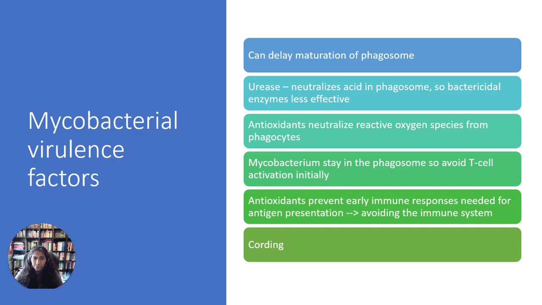Mycobacteria also try to evade the immune response by staying in the phagosome so as to avoid T cell activation in the beginning. It also has these antioxidants that prevent early immune responses that are needed for antigen presentation. Again, another way that it's avoiding the immune system. It also has something called cording, where it forms these serpentine long cords, which make it difficult for the immune system to control the infection.